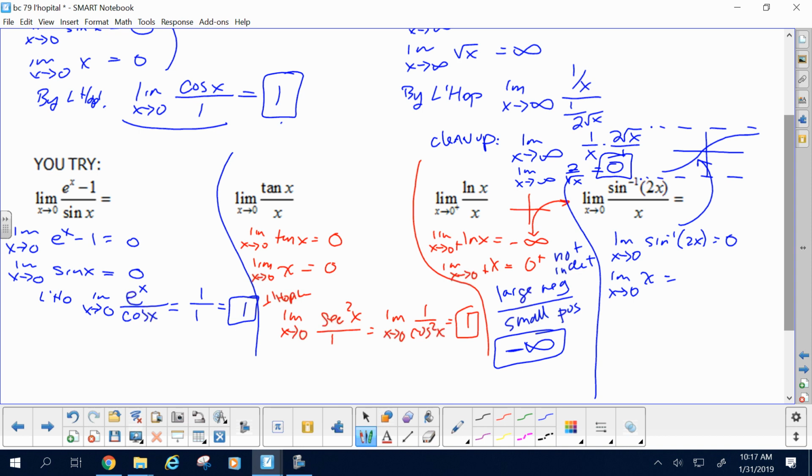It isn't. The last one requires great skill derivative-wise. It is an indeterminate form.